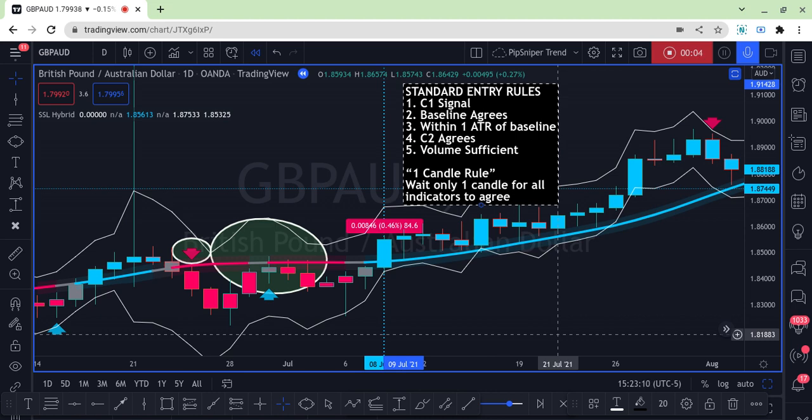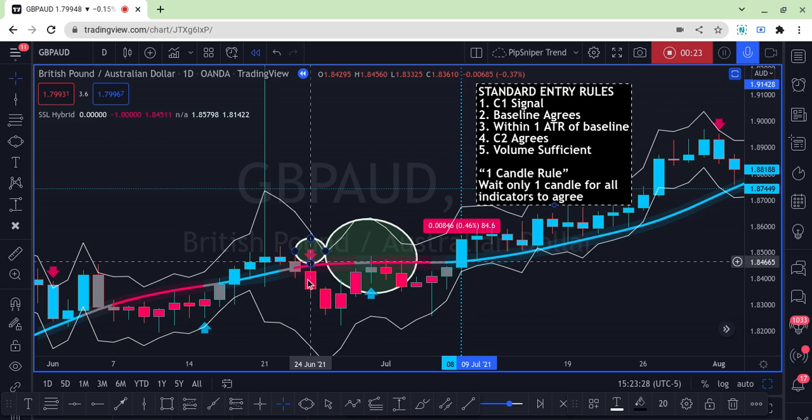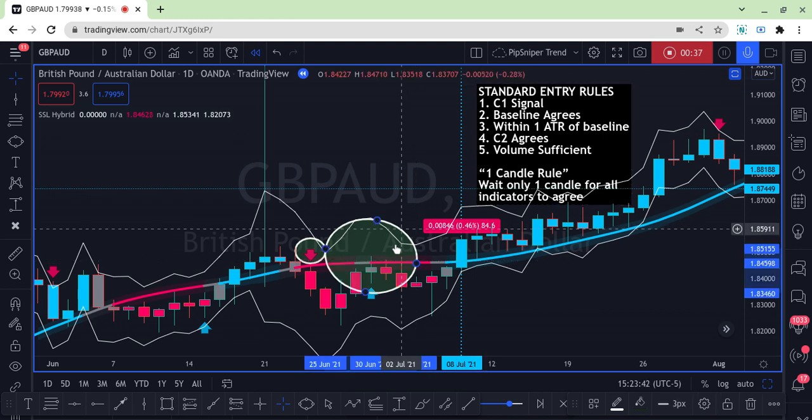So as you can see, I'm leaving things on the chart because we're building upon the different concepts to build our algorithm for our homeschool traders. So first, we needed a C1 signal, which we talked about in the very first video, which is our exit arrow, which is also our entry signal. Okay, and the exit arrow is what SSL Hybrid provides. Then we talked about the baseline needing to be in agreement, meaning this arrow and this line need to be the same color. Now we need to talk about within 1 ATR of the baseline.